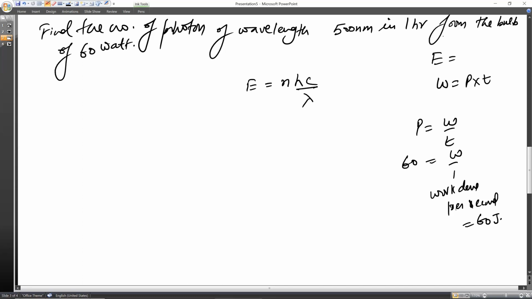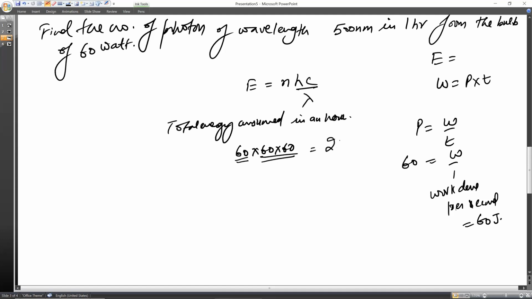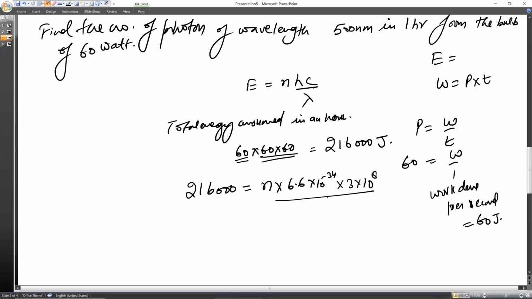So in an hour, the total energy consumed is equal to 60 into 60 into 60. 60 for 1 second, and the total number of seconds in 1 hour is 60 into 60. So it is 216000 joules, equal to N times the energy of one photon. What is N? You need to calculate. H is 6.6 into 10 to power minus 34 into 3 into 10 to power 8 upon the wavelength, which is 500 nanometers.